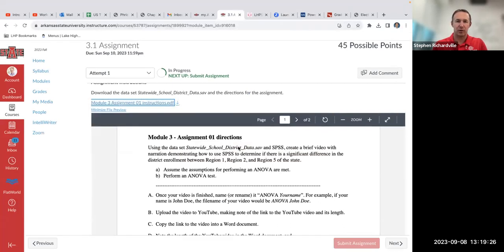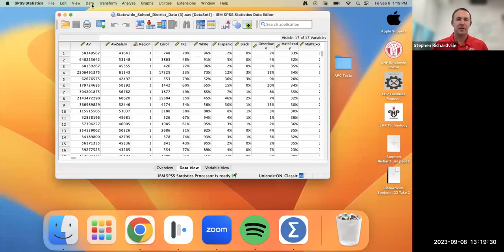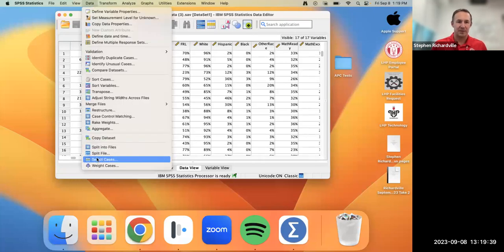So let's go ahead and go to our statewide school district data. And the first thing you want to do before you do an ANOVA test is to actually make sure that the conditions are met. Now, in this assignment, we're supposed to assume that they are, but just in case, we go to data, come down here to select cases.